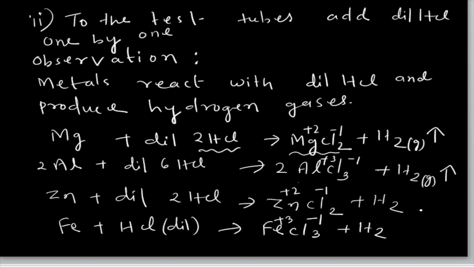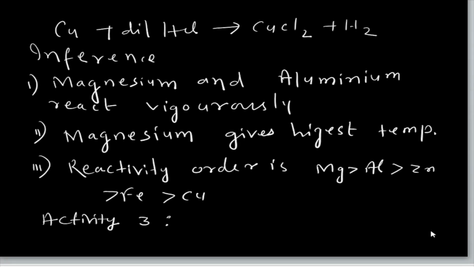So all the metals give hydrogen gas and their salt corresponding to the acid. What is the acid? It is dilute HCl. So all salts contain chloride: MgCl2, AlCl3 like this. Similarly, copper plus dilute HCl also gives cupric chloride and hydrogen gas. What is the name? Cupric chloride, so you should write cupric chloride and hydrogen gas. It is G and an arrow mark, which indicates gas.